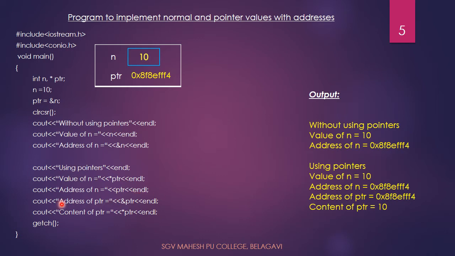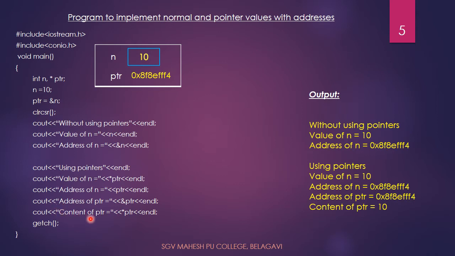Now if I want to print the address of ptr, I'll just type ampersand of ptr. So you either write it as address of n or address of ptr, but the displaying of the content is in terms of ptr and ampersand ptr. When I write ptr, you are getting the address, and when I say ampersand ptr, again you are displaying an address.